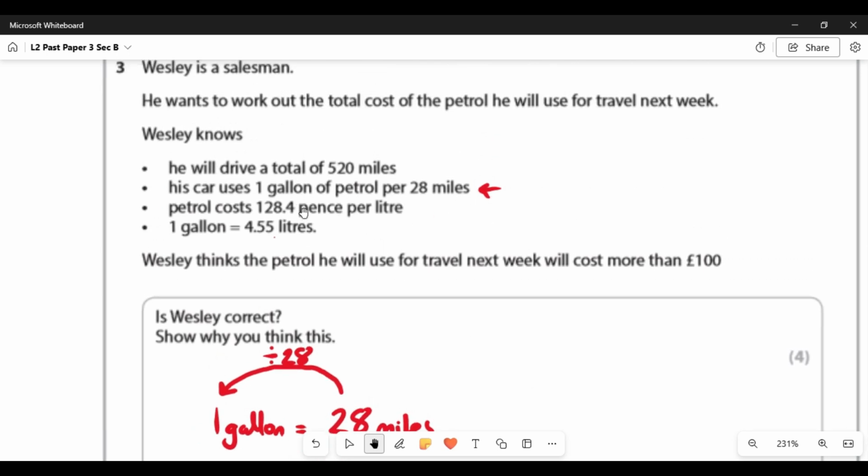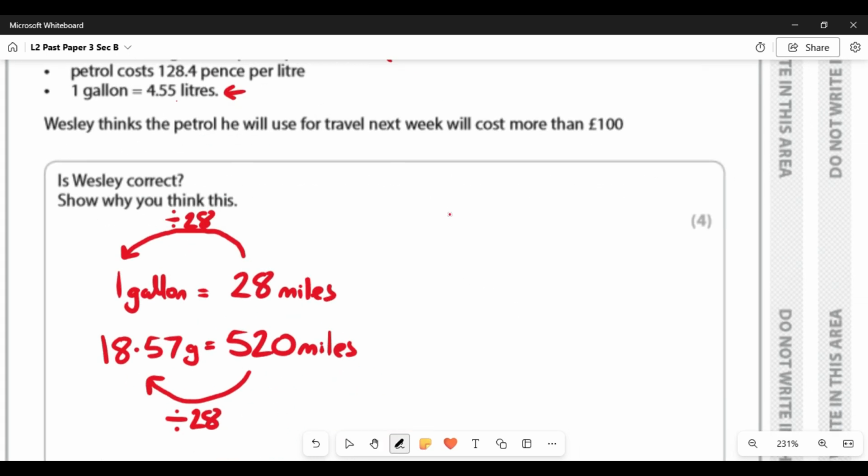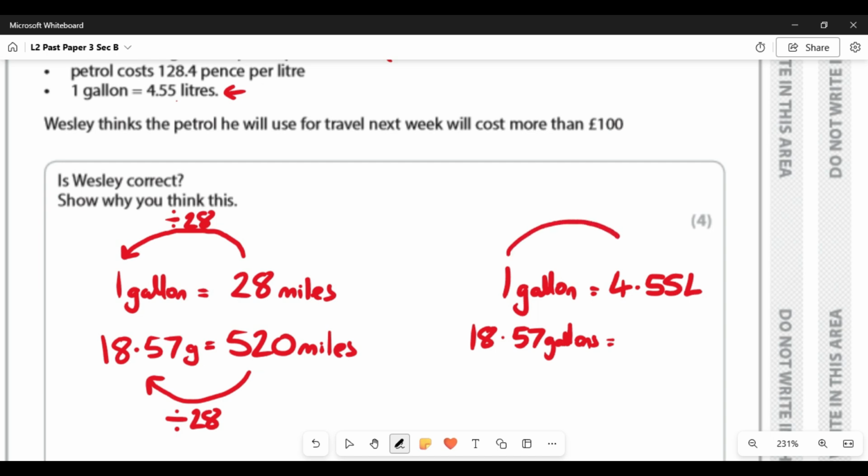And now changing gallons to litres, let's use this one. Let me write down here 1 gallon equals 4.55 litres. And obviously we've got 18.57 gallons. So we're going this way. So again, I'm looking at the numbers. I'm going from 1 to 4.55. So that is small to big. That's definitely multiply by 4.55.